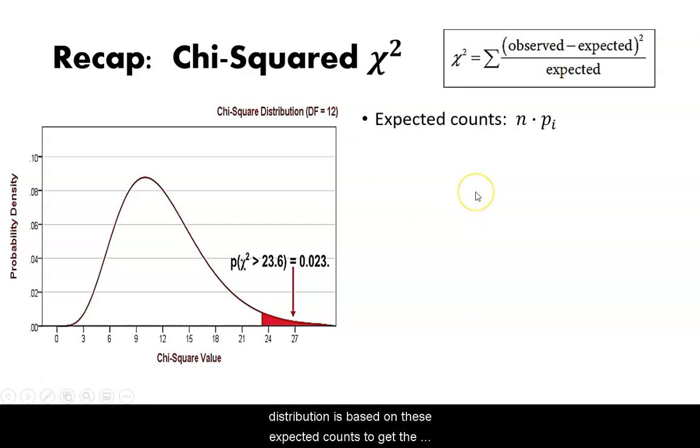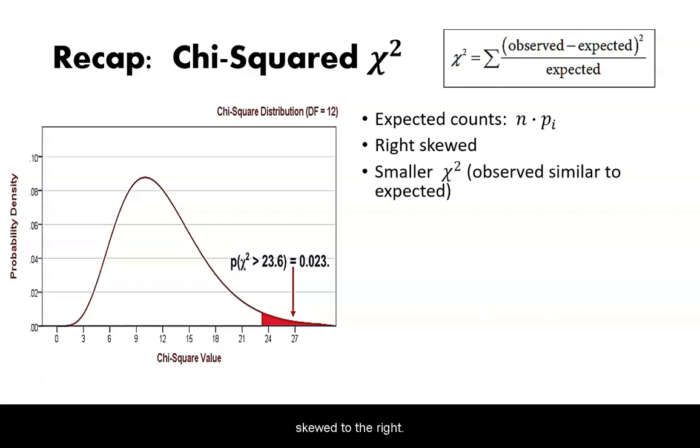The chi-squared distribution is based on these expected counts. To get the expected counts, you take the sample size times the proportion of success for that particular category. So I have like pi here for the first category, the second category, the third category. You do it for each of those. The chi-squared distribution is skewed to the right.